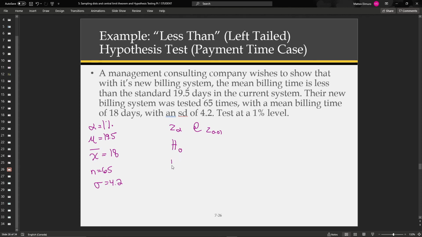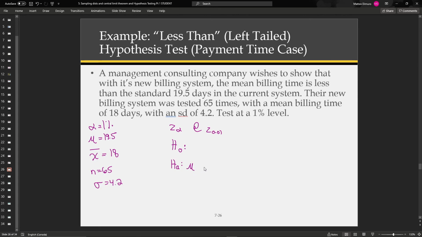Let's figure out our H0 and our HA right now. So when you see a hypothesis testing question, you're going to go figure out the H0 and the HA. Start with HA because it's easier to figure that out. What are they asking us for in this question? So they have this new billing system. Their new billing system was tested 65 times with a mean billing time of 18 days, tested at a 1% level.